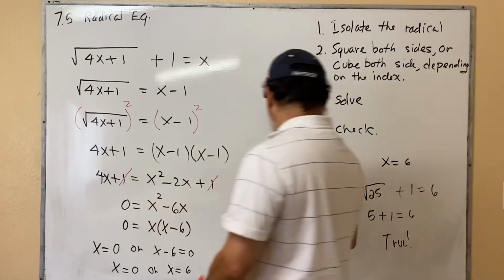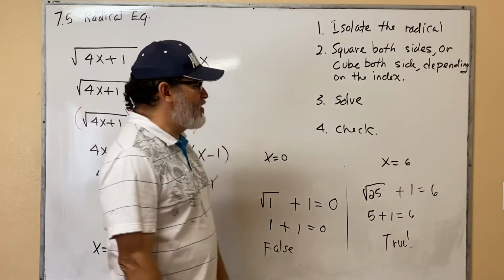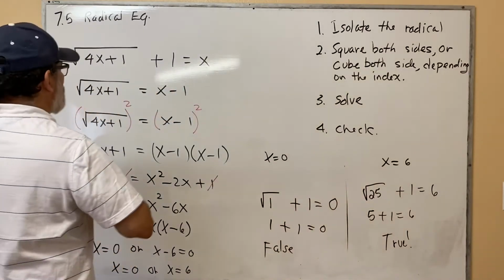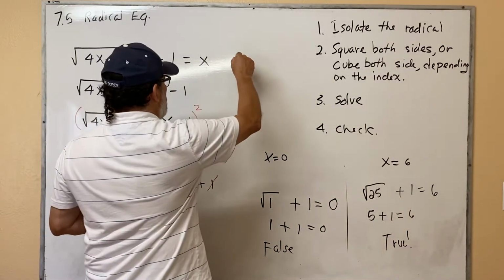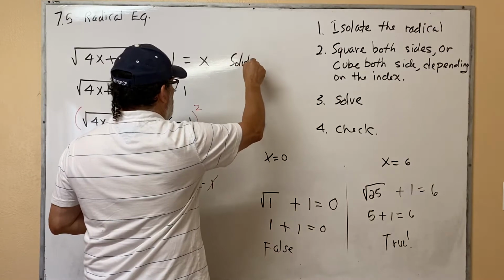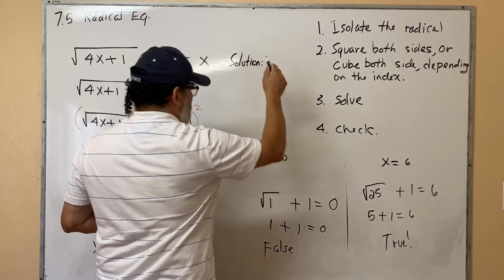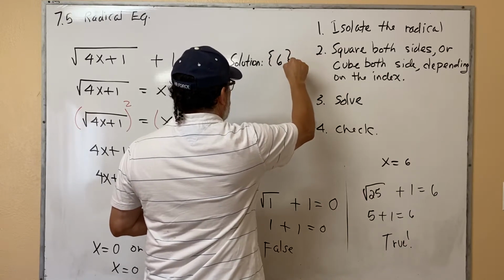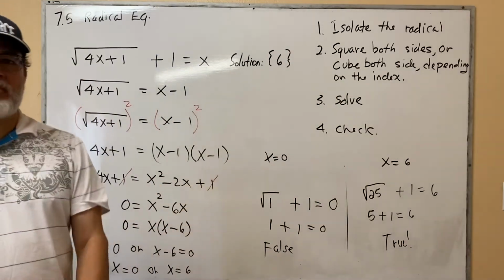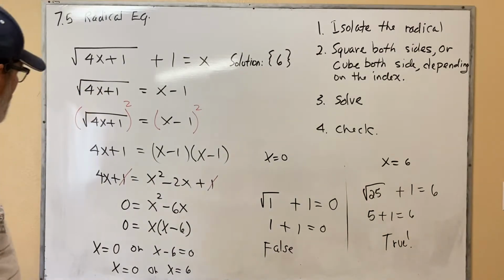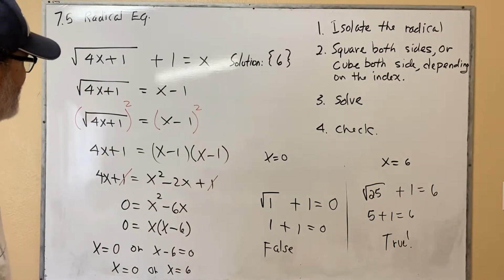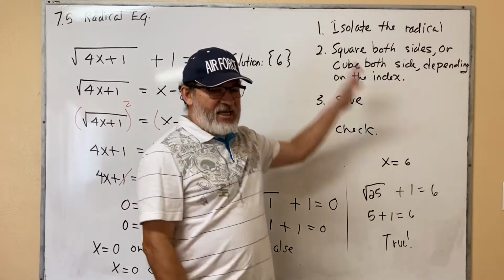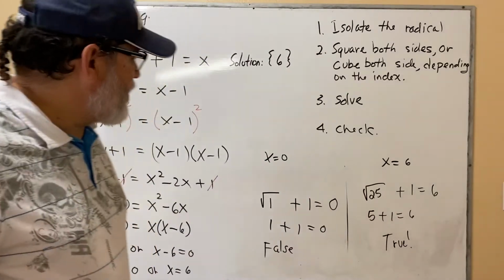So x equals 0 is basura, and x equals 6 is an answer. So what's the solution to this? Solution. Six. That's the solution. Okay? All right. Very good. So these are the 4 steps that we're going to take. Okay? Let's do another one.